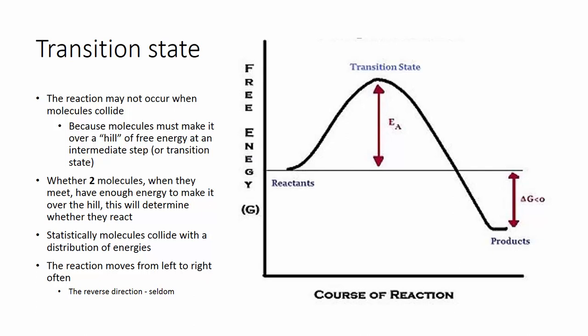And these are transition states that we're talking about here. When I say the reaction may not occur when molecules collide, it is because molecules must make it over basically a hill of energy, known as activation energy, at an intermediate step, such as a transition state. Whether two molecules, when they do meet, have enough energy to make it over the hill will determine whether they react or not. Statistically, molecules collide with a distribution of energies. The reaction moves from left to right often. It moves in the reverse direction very seldom.